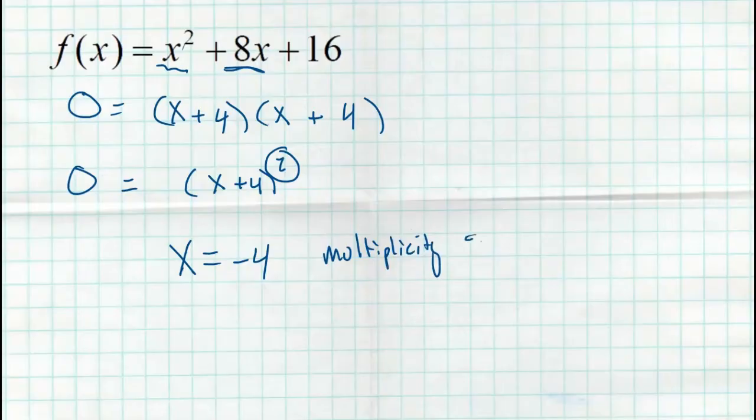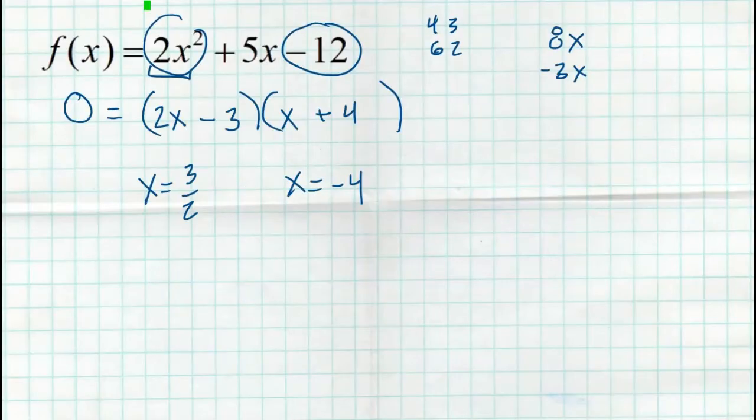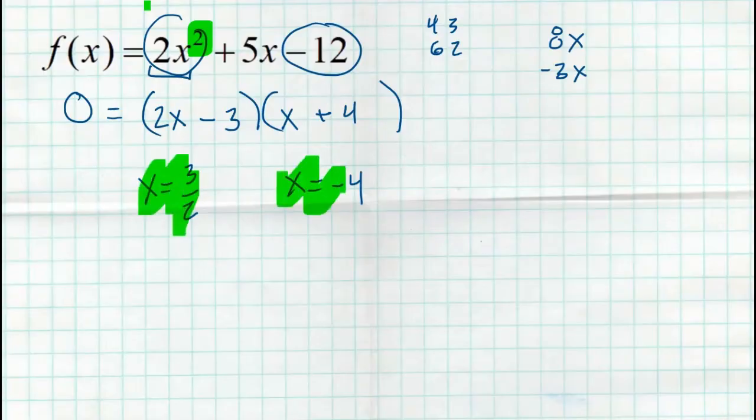Multiplicity of 2. Okay, now let's go back to that rule, because it's a really, really important rule that we said earlier. If you have a polynomial function of degree n, and I hope you know how to find the degree of a polynomial, then it has exactly n complex zeros when counting multiplicities. So if we look at this first problem right here, we had a degree of 2. That automatically means I have 2 total complex zeros, including the multiplicities. And there they are, 1, 2.